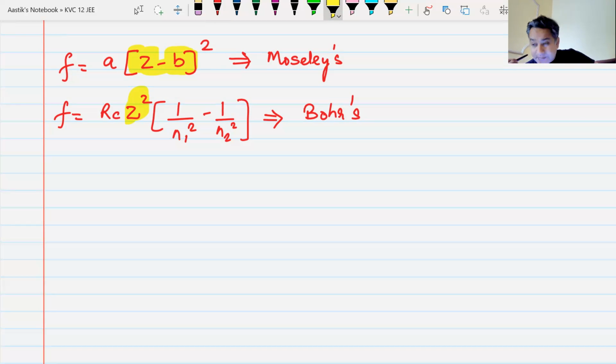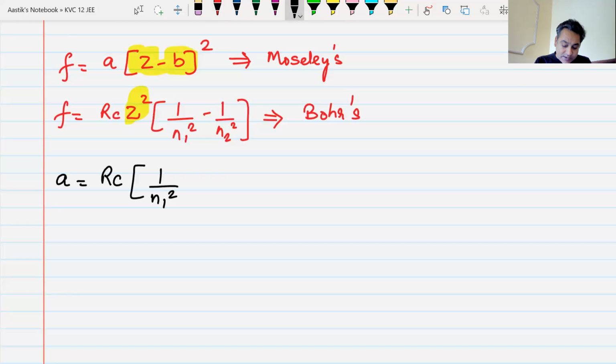This Z minus B is known as the effective atomic number, and whatever is left, my dear friends, would be the value of A. So what is the value of A? This constant that we are talking about is equal to R into C, root over 1 by n1 square minus 1 by n2 square. That means this A does not depend on what? Atomic number. A does not depend on Z.